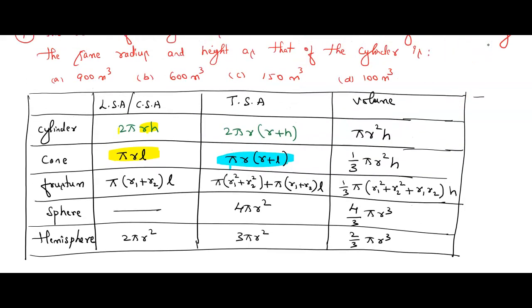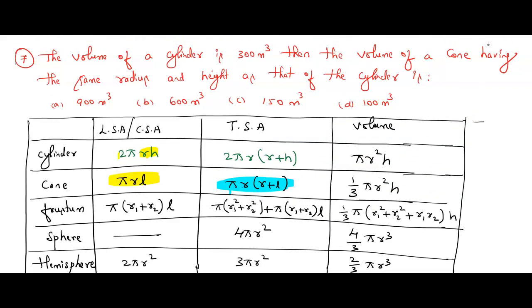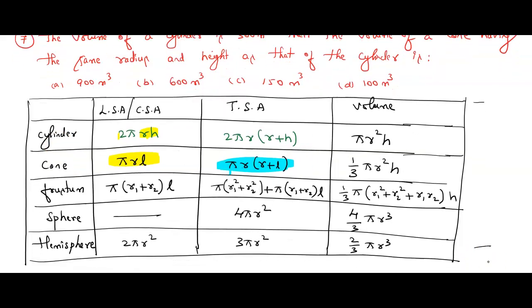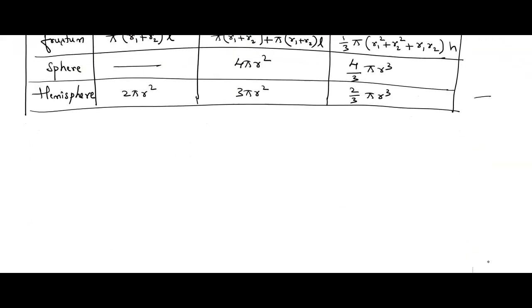Now come back to our problem. What is the question? The volume of a cylinder is 300 meter cube. So what is the volume of the cylinder? 300 meter cube. Correct, children? I hope you have copied that question. So here the question is: volume of cylinder is 300 meter cube.